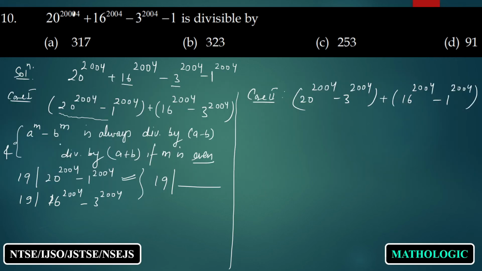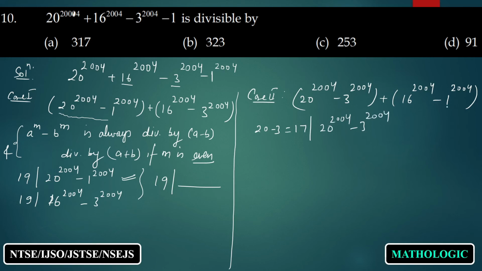Again, using one of these results, I can write here that this number is 20 and this number is 3. So I can say a minus b will divide this number. So if a minus b will divide this number, this means that 20 minus 3, which is equal to 17, will divide 20 to the power 2004 minus 3 to the power 2004, right?